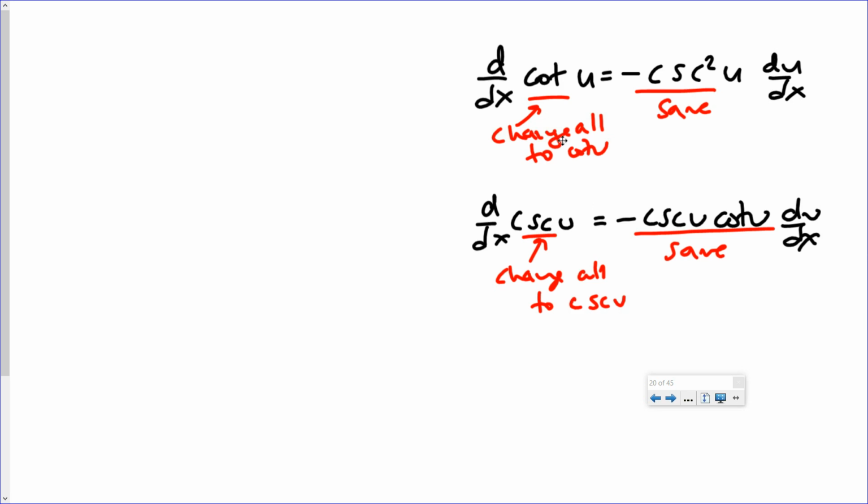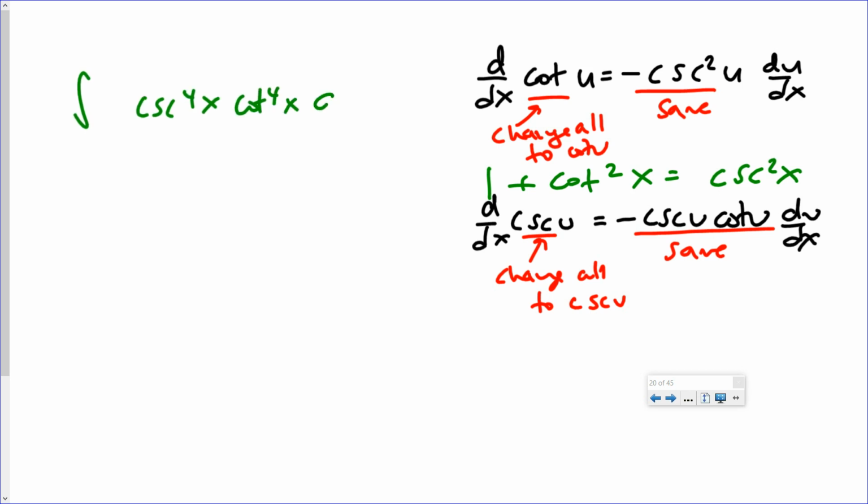And the way you change it is a Pythagorean identity. So this Pythagorean identity is 1 plus cotangent squared x equals cosecant squared x. Okay, so let's go ahead and do this problem. This problem is the integral of cosecant to the 4th x times cotangent 4x dx.